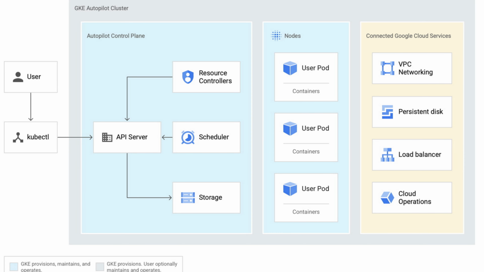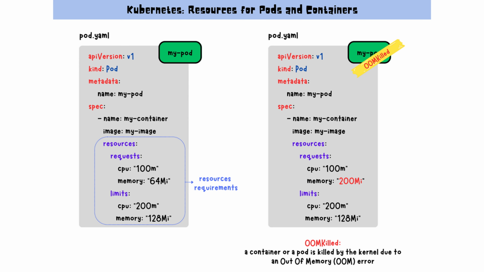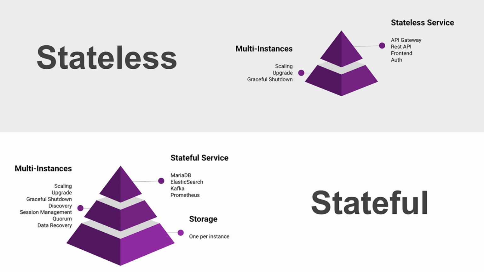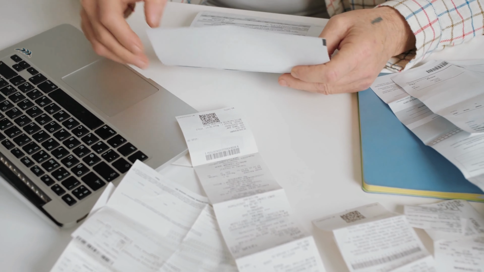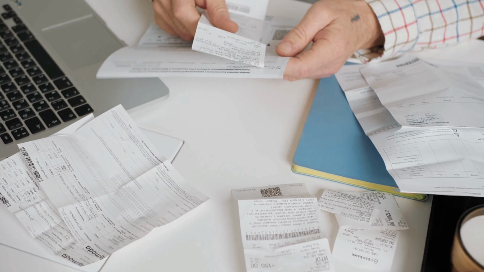GKE offers Autopilot mode, where Google manages nodes and automatically provisions resources. Pay only for pod-level resource requests, great for stateless apps or smaller workloads. But be careful, set correct requests and limits. You're billed for what you ask, not what you use.